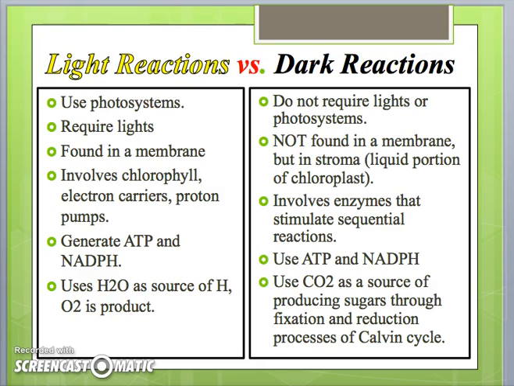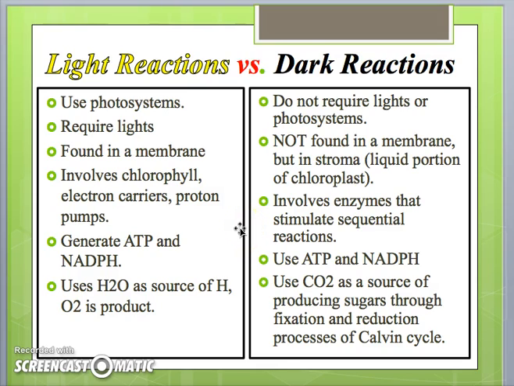Now, let's talk about the compare and contrast of light reactions and dark reactions. So the light reactions, like I said, use photosystems, require energy, require the light, and are found in a membrane, involving chlorophyll, electron carriers, and proton pumps. It generates ATP and NADPH, uses H2O as a source of hydrogen atoms, and oxygen is the product.